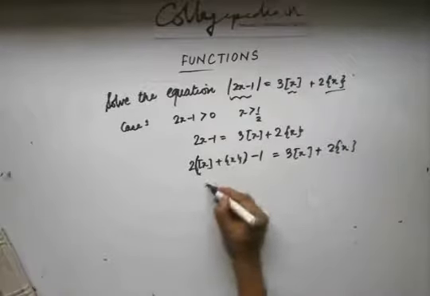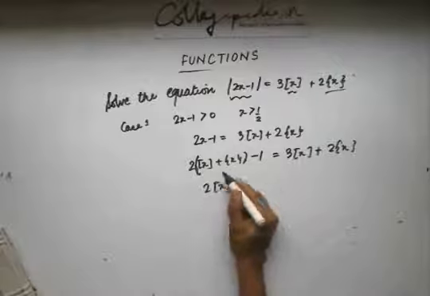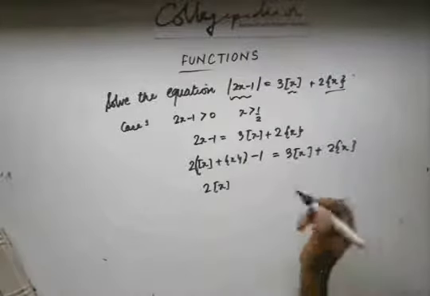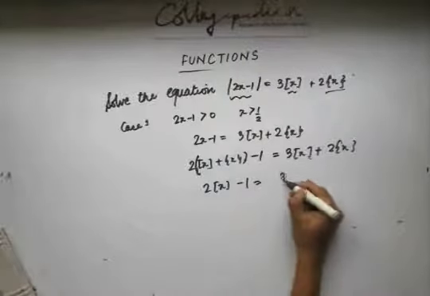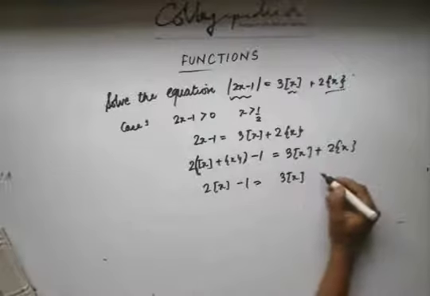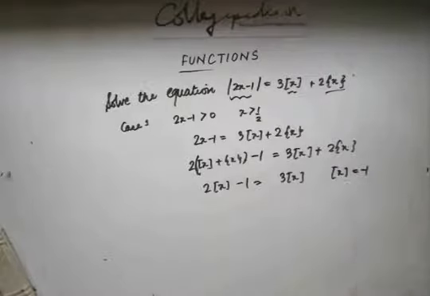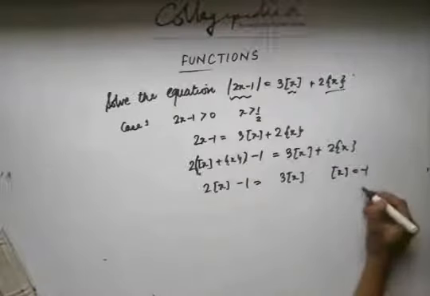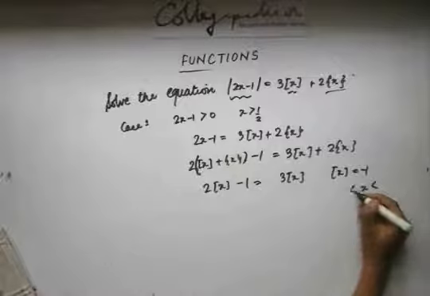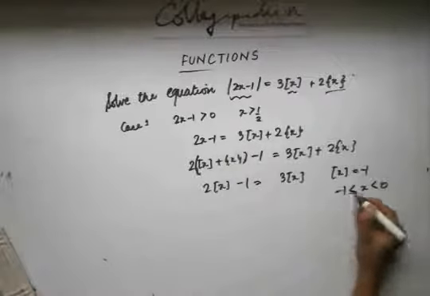Now, I get 2 box of x plus 2 times the fractional part of x, which gets cancelled with this side, minus 1 equals 3 times box of x, or I get box of x equals minus 1. If box of x is equal to minus 1, what does it mean? It means that x lies between minus 1 and 0.